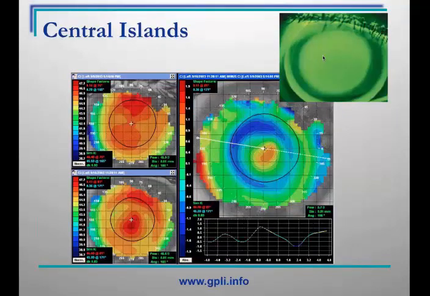Finally, you can have a central island, and you can tell here that you actually have a slight amount of steepening centrally, it means you're really getting incomplete treatment. It is usually necessary to decrease the sagittal height of the lens to resolve this fitting problem, again by the method recommended by the manufacturer.